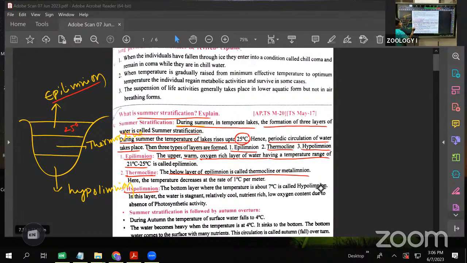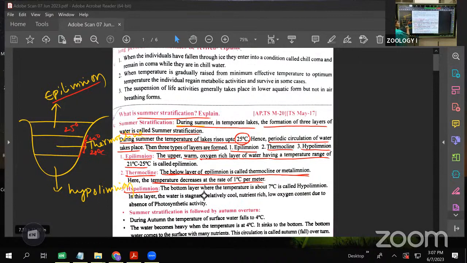Here the temperature decreases 1 degree centigrade per 1 meter. For example, here it is 24 degrees centigrade at 1 meter. 1 meter further down, 23 degrees centigrade. Per 1 meter, 1 degree centigrade is decreasing down to the hypolimnion. Here, this is called the thermocline. See, the layer below the epilimnion is called the thermocline, or also metalimnion. Here the temperature decreases at the rate of 1 degree centigrade per 1 meter.